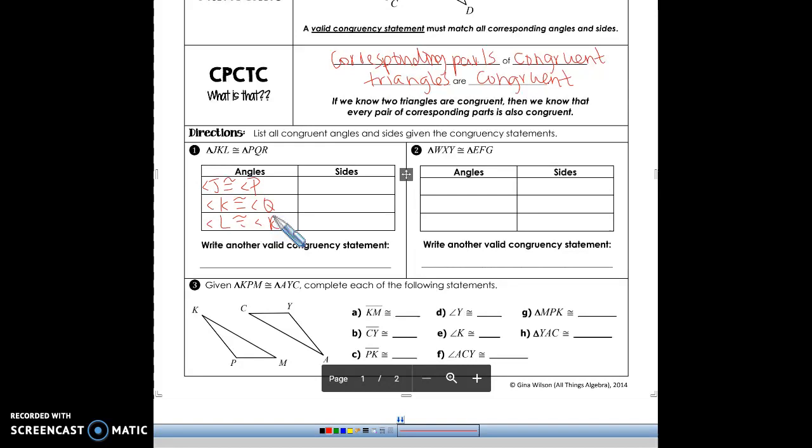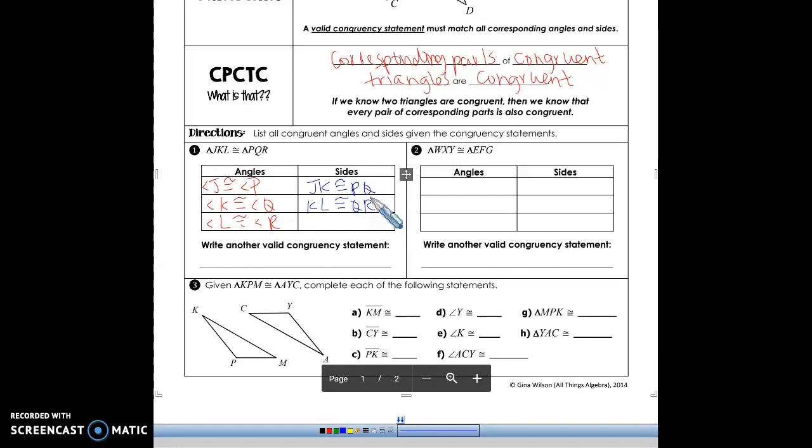Sides are very similar, except with sides we name them with 2 letters, not 1 letter. I can find 3 different sets of sides. My first set of sides is going to be JK. Side JK is the first and the second letter, so it's going to be congruent to the first and the second letter, which is PQ. Now I'm going to do KL. It's the second and the third letter, so it's going to be congruent to the second and the third letter, which is QR.